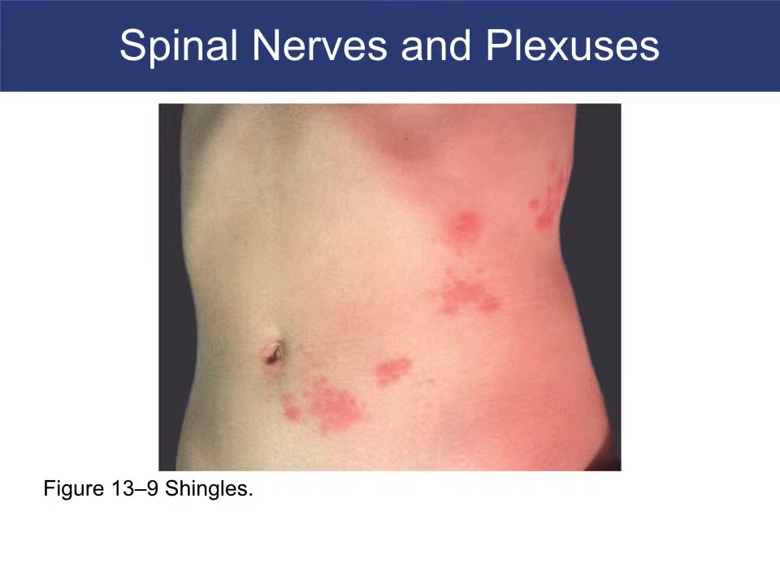Here's an example of the shingles down in the thoracic. I think the belly button is T10, right? Yeah, so this would be about T12. So it follows the nerve? Yeah, it follows the nerve. Because the virus is living in that dorsal root ganglion of that one nerve. And virus travels out through the nerve and gives you that rash and that pain in that distribution.